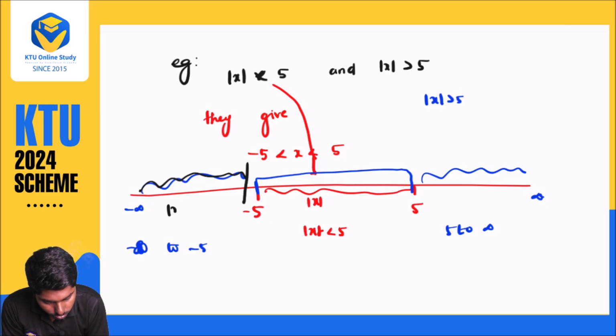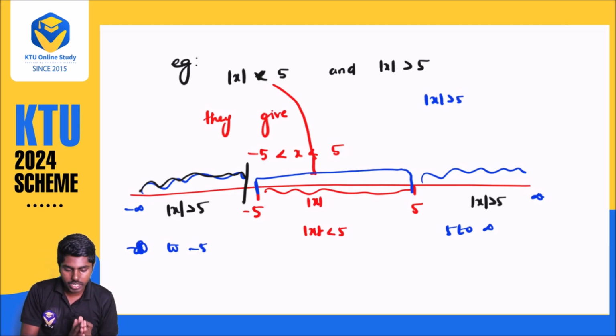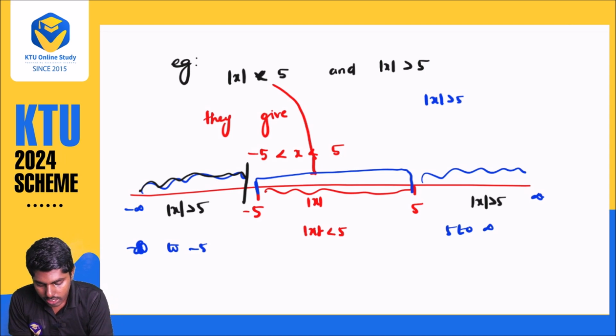That is for mod x is greater than 5. Here also mod x is greater than 5. That means it is indicating the plus and minus symbol. So this is the concept you want to know. This is very, very important, you want to know. See, that is the thing.